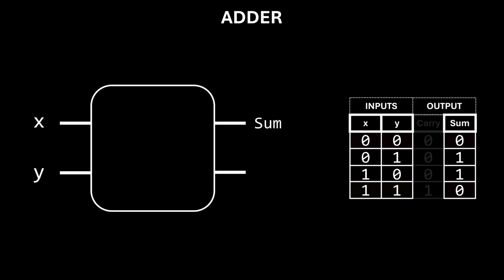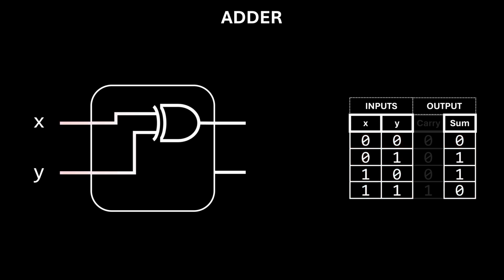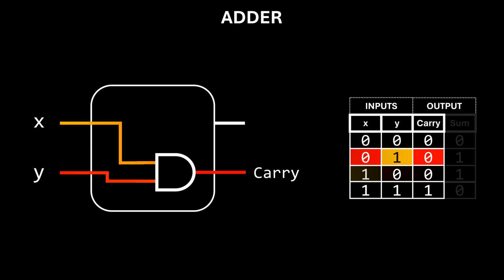Let's break down the sum. We require a circuit that outputs 0 when both inputs are the same and 1 when they differ. Does this sound familiar? It's precisely what an XOR gate accomplishes. So we've already solved half of the puzzle. For the carry output, we need a circuit that outputs the value 1 only when both inputs are 1. This matches the behavior of an AND gate.